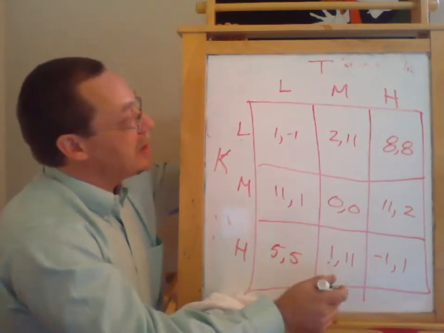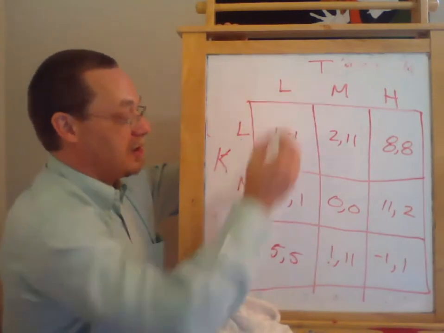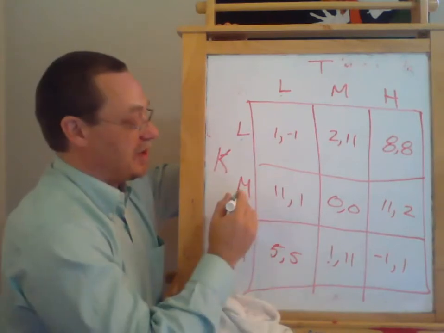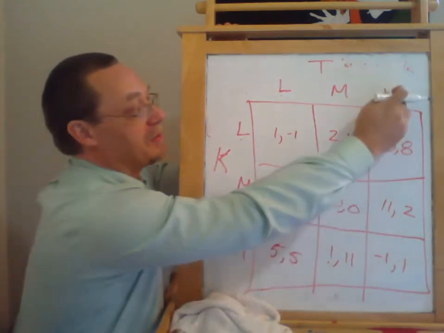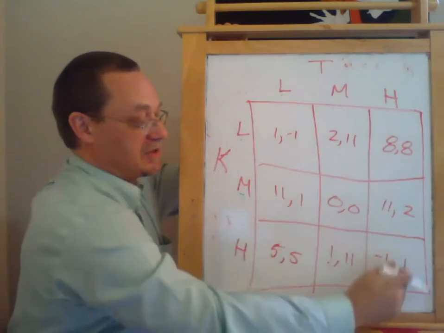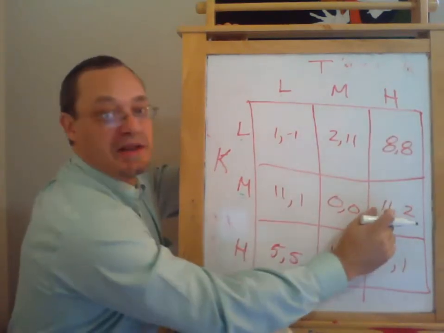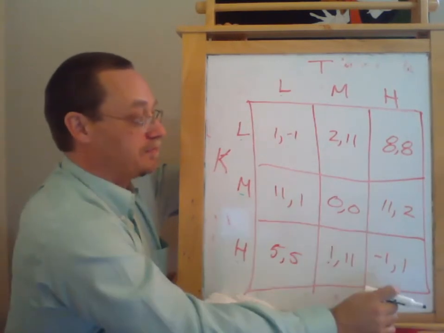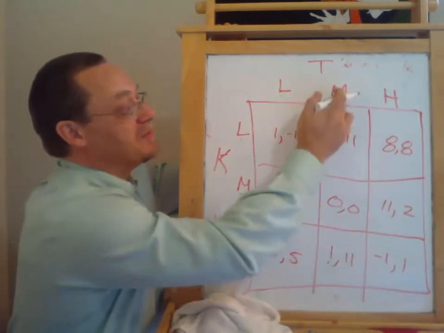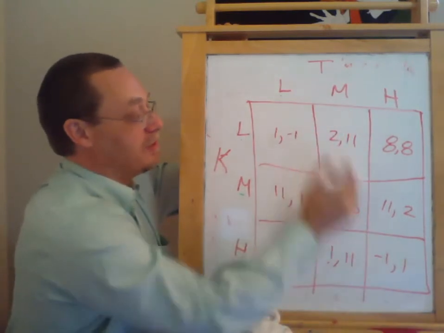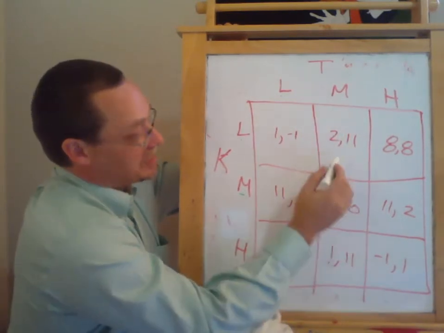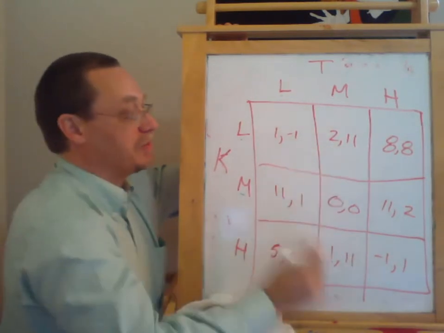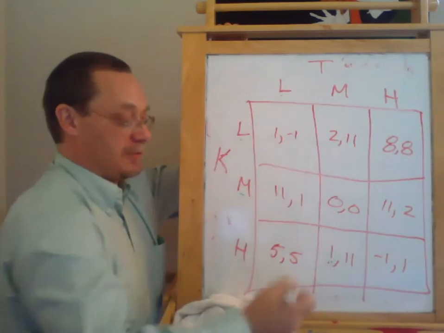So, if Target plays low, then Kmart knows that it's in this column here, and it should play middle. If Target plays high, then Kmart knows it's in this column here, and it wants to get 11 rather than 8 or -1, so it should also play middle. But what if Target plays middle? If Target plays middle, then Kmart has a choice between 2 or 0 or 1. So it should play low here.